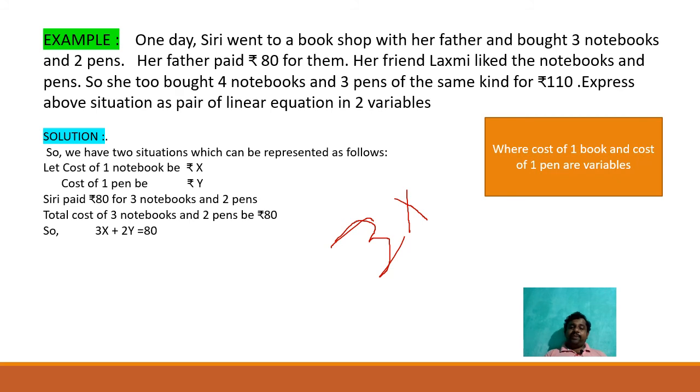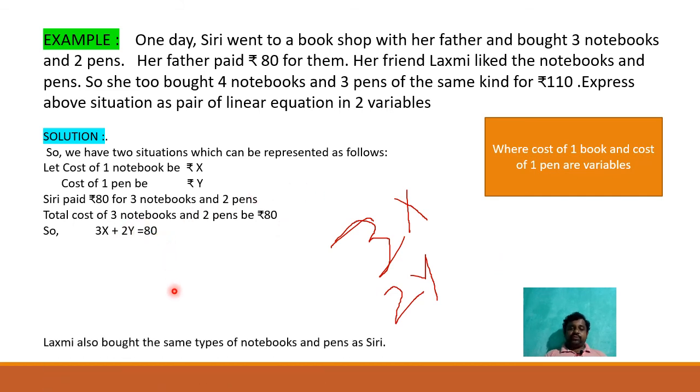The cost of one pen be y rupees. The cost of 2 pens be 2y. Total cost means 3x plus 2y. Observe here, 3x plus 2y is equal to 80 rupees. What is the total? 80. Understand? The cost of one notebook x, cost of 3 notebooks 3x, cost of one pen y, the cost of 2 pens 2y, the total cost 80. So 3x plus 2y is equal to 80.